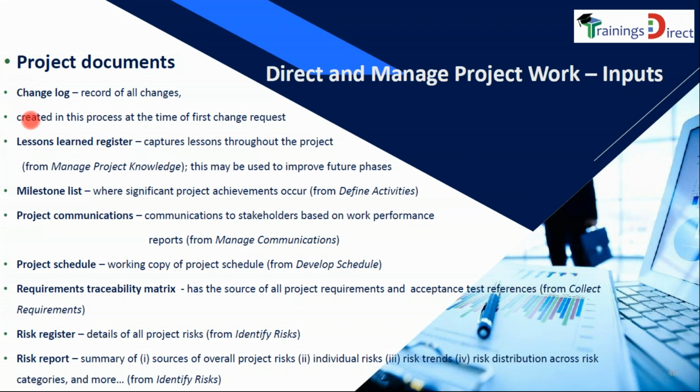We have to understand in which process a change log is created, in which process the lessons learned register is created. So far we know where the project charter is created, where the project management plan is created, where the assumptions log is created, where the deliverables are created. But these are in other processes as outputs. Project schedule, requirement traceability matrix, what is it? Risk register, risk report. So look at all that afterwards. Please study them eventually after the course. But we look at all of them, everything.